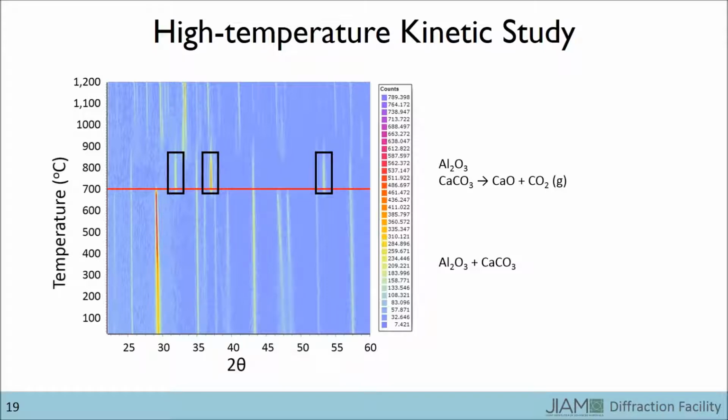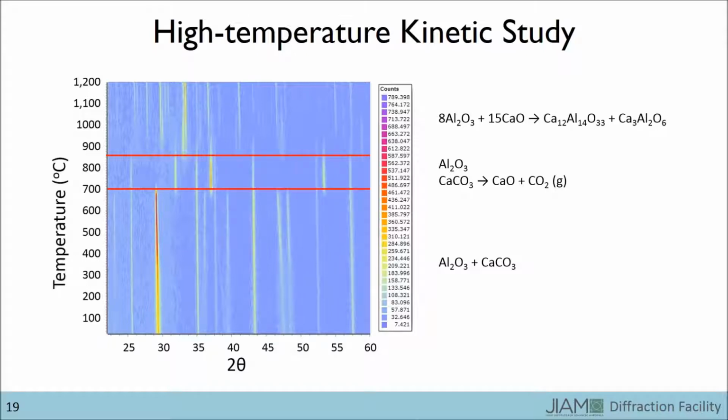As the temperature continued to rise, the user saw another transition around 850 degrees Celsius. This time the aluminum oxide did react with calcium oxide to form both compounds shown here. With this one experiment, the user was able to determine the reactions and reaction temperatures for every step of the material synthesis.